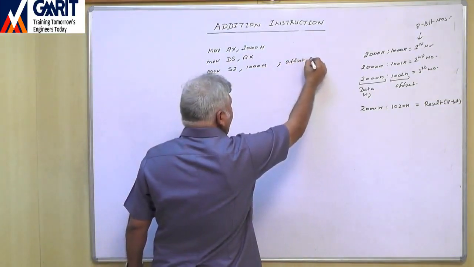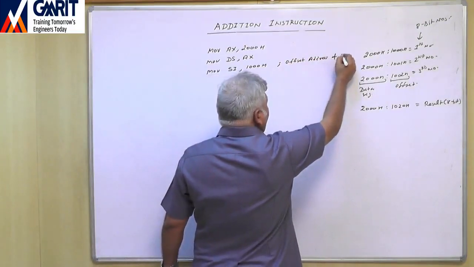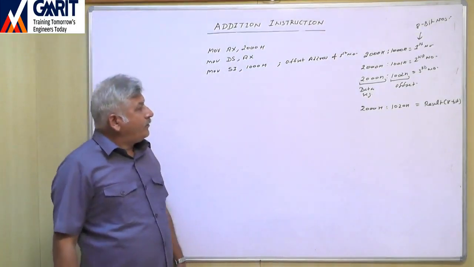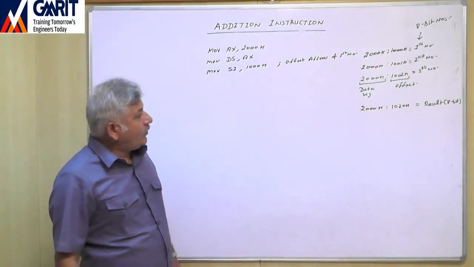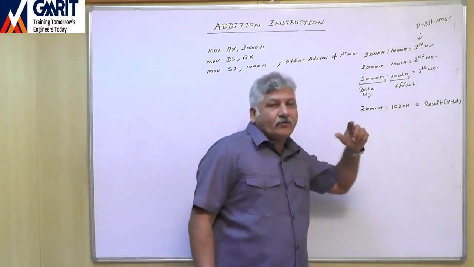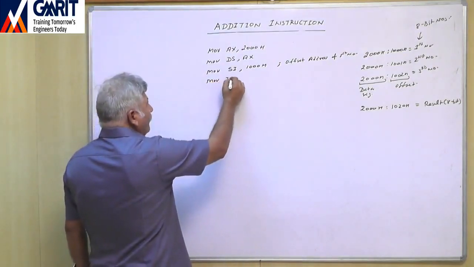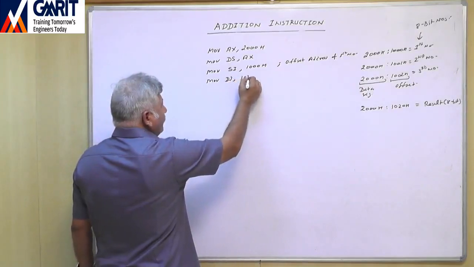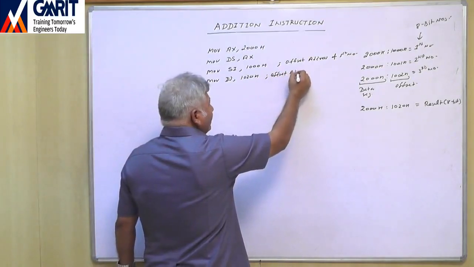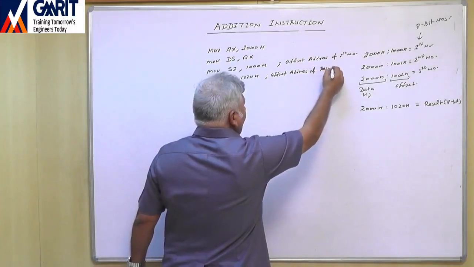So I will write the comment here, offset address of first number. Now the offset address where I want to store my result, that I will store in some another register. Move, I will use DI comma 1020H, right? So this is offset address of result.